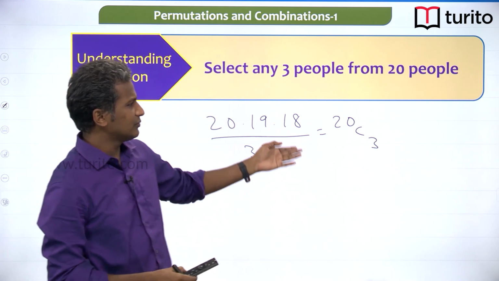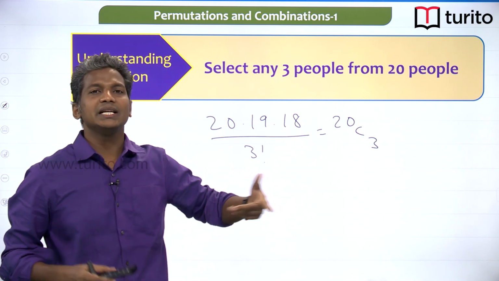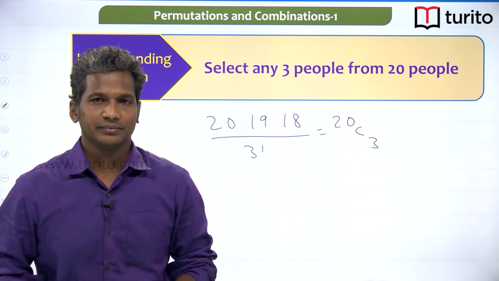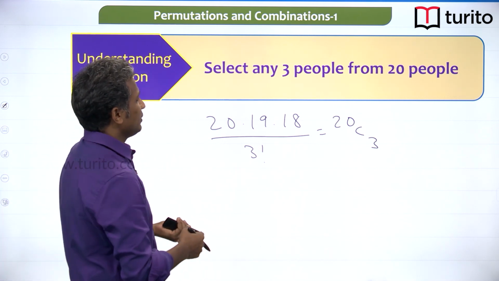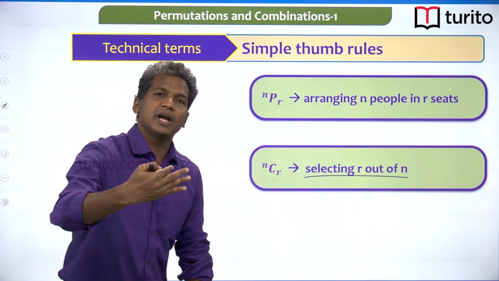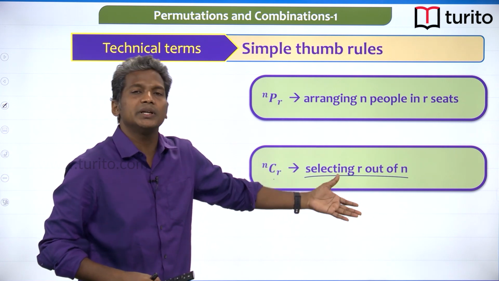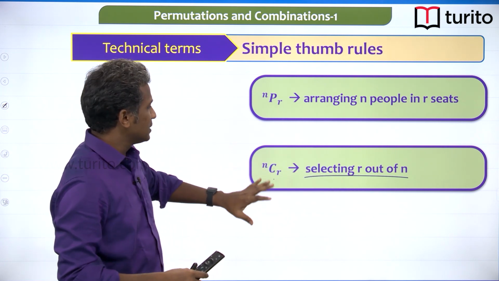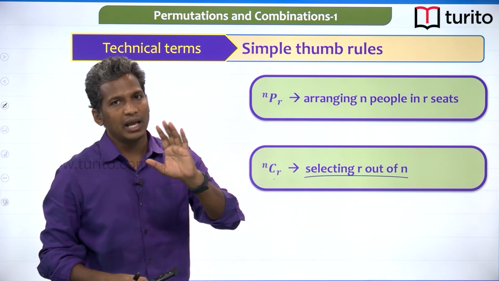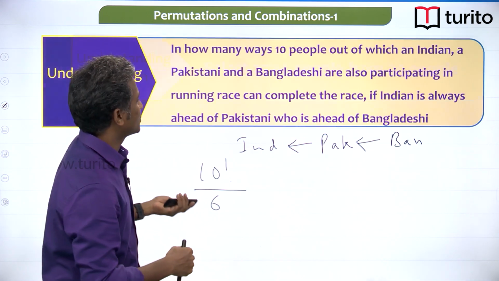So what is the meaning of this? Selecting 3 persons from 20 persons is basically NCR, which is also called as the combination, okay. So we can say that NCR is selecting R out of N. Now these could be objects, things or people or anything, okay. So NCR means selection of R from N. Now what is NPR? NPR we have understood earlier, okay.